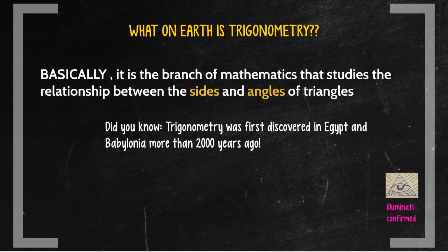So first of all, in case you're wondering, what exactly is trigonometry? Well, simply put, it is the branch of mathematics that studies the relationship between the sides and the angles of triangles. And did you know, trigonometry was first discovered more than 2,000 years ago in Egypt and Babylonia.